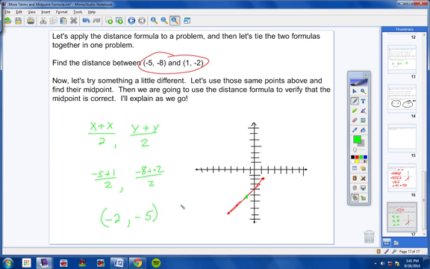So did we accomplish the first part of the problem? Yes, we did. We said that we're going to find the midpoint, and we did that. Then we said we're going to use the distance formula to verify the midpoint is correct. Now let me show you what I mean. Please listen to me carefully, students.